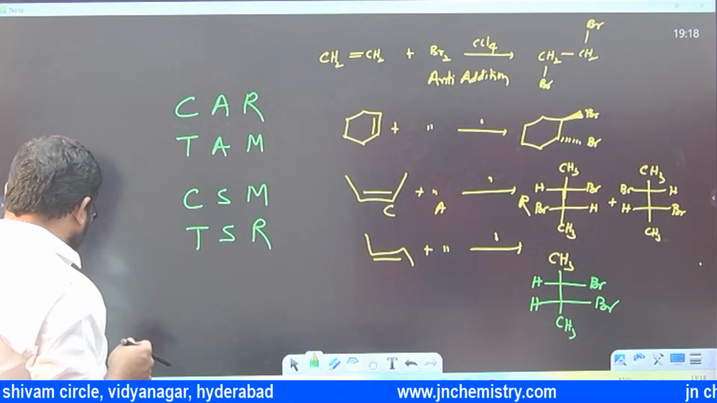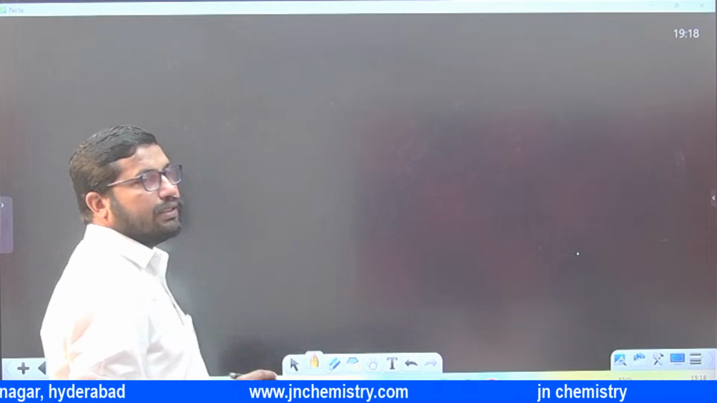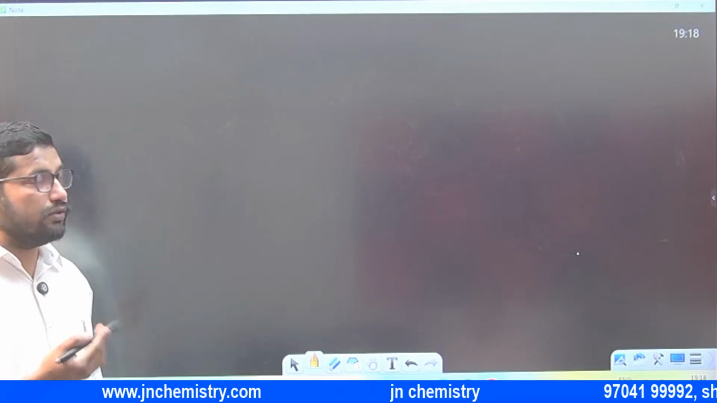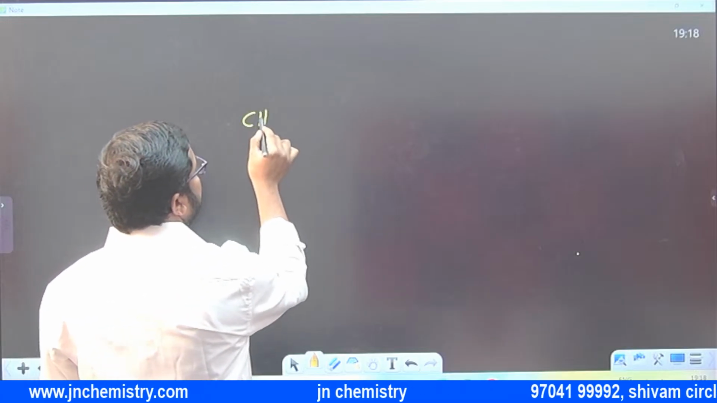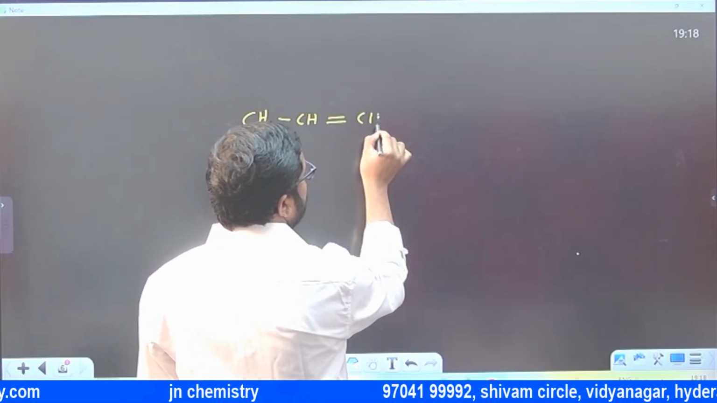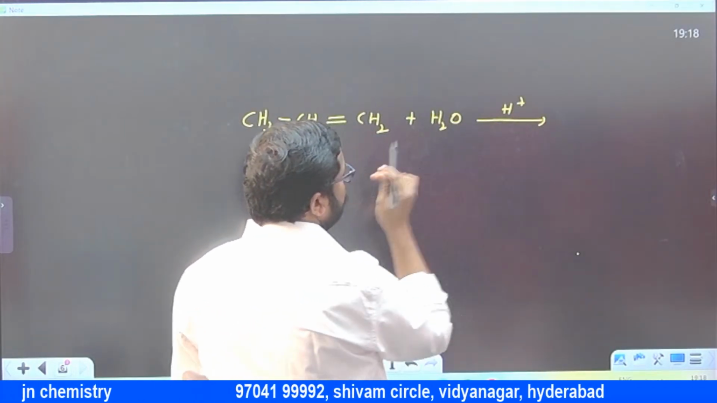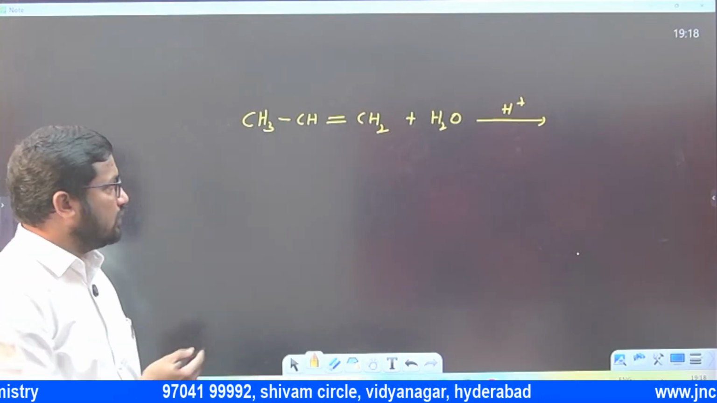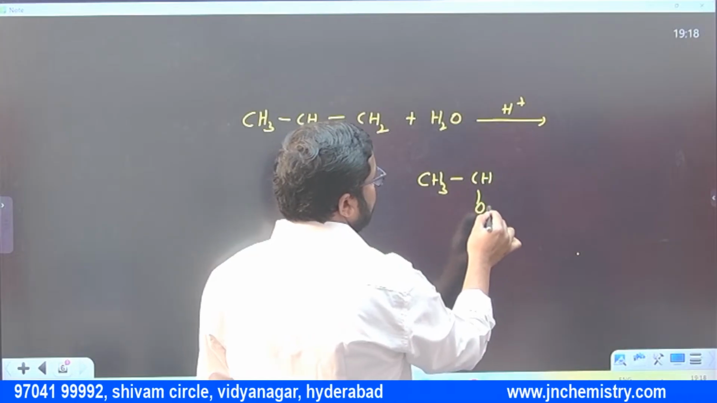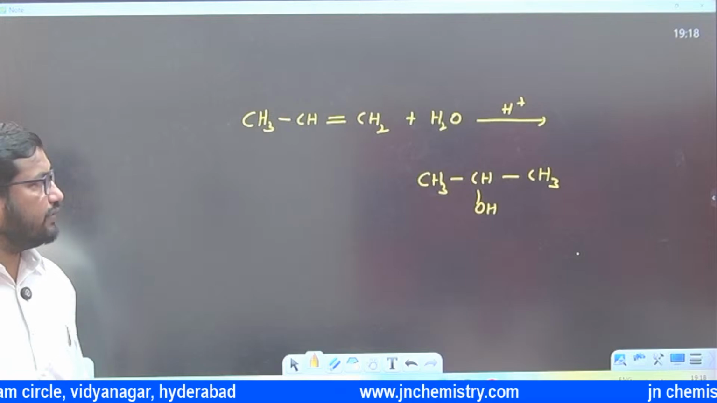Here two important named reactions are coming: hydroboration, and oxymercuration-demercuration, along with addition of water. We already discussed addition of water. CH3CH=CH2 with H2O in presence of H+. We know water will add at the second position in the major product, so we get this product. Electrophilic addition reaction we already discussed.